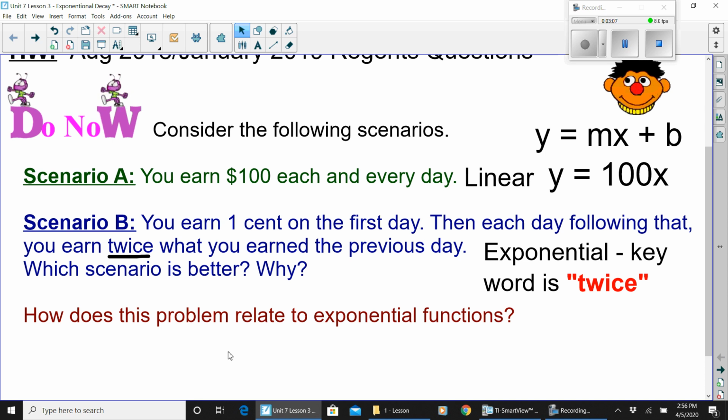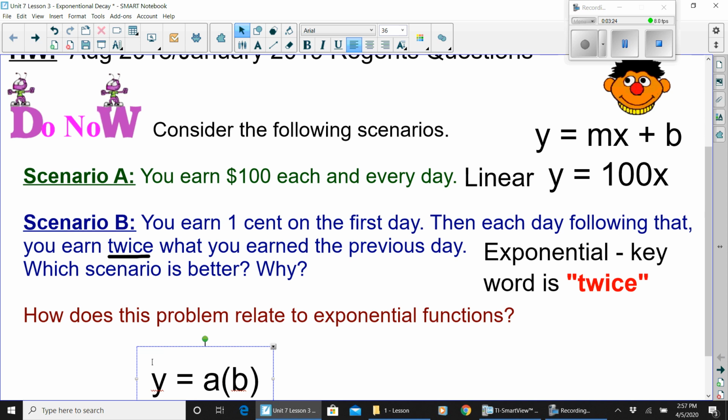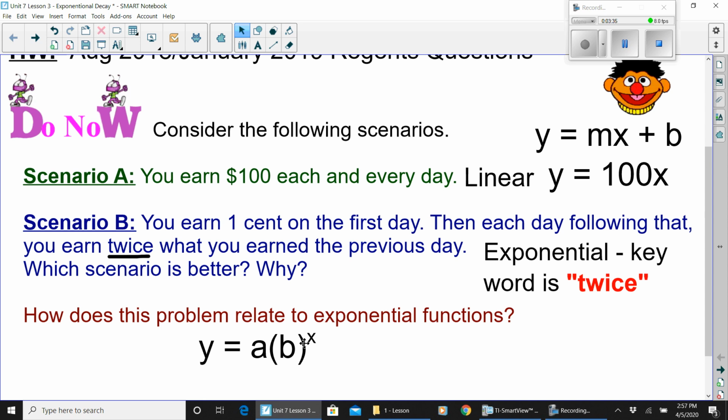But scenario B, remember, that is an exponential rate. So we're talking about an exponential formula. So remember, y equals a times b to the x. So press pause and try to figure out what type of equation you would put together. I'm going to press pause now.